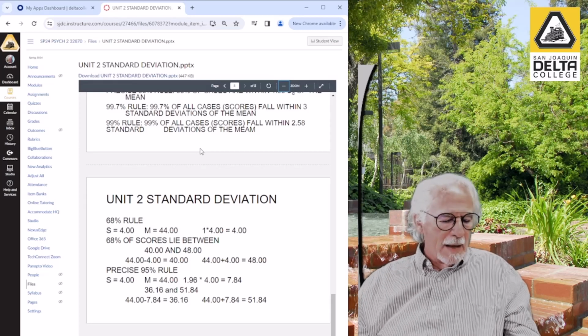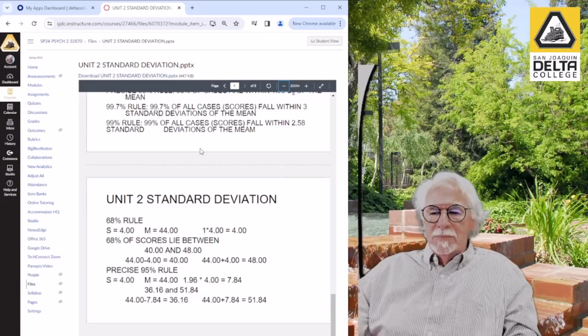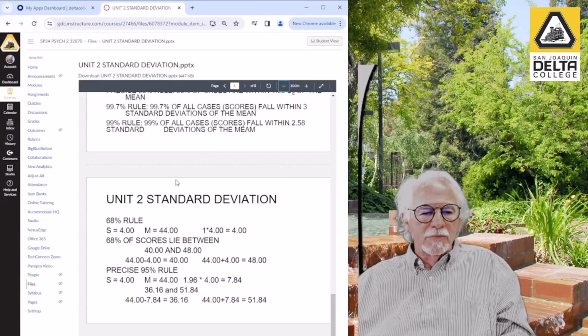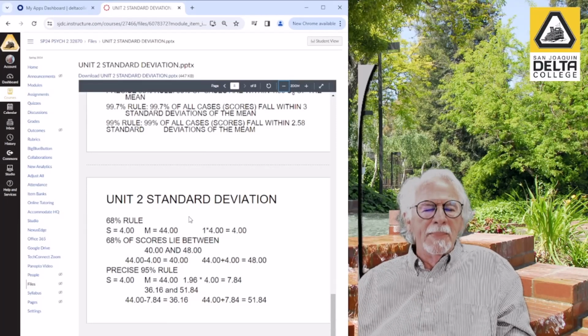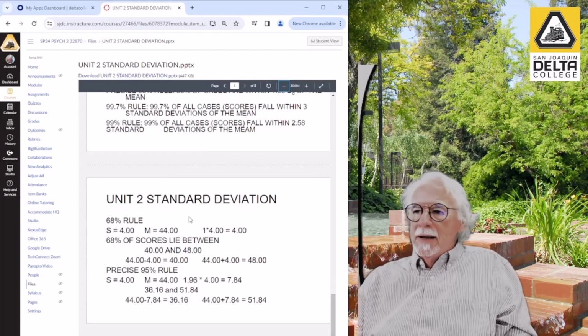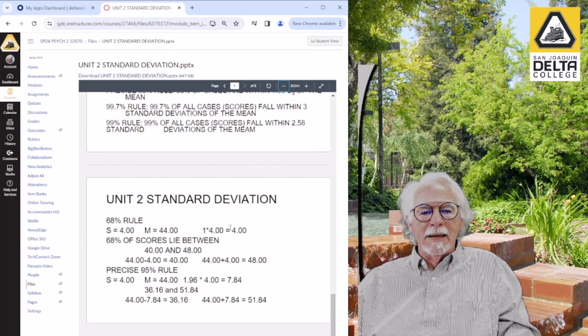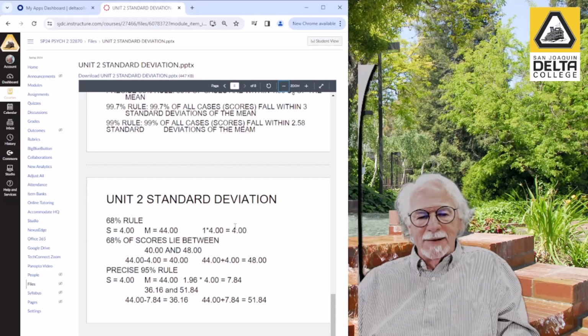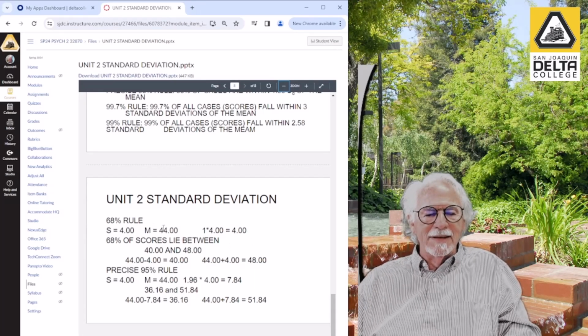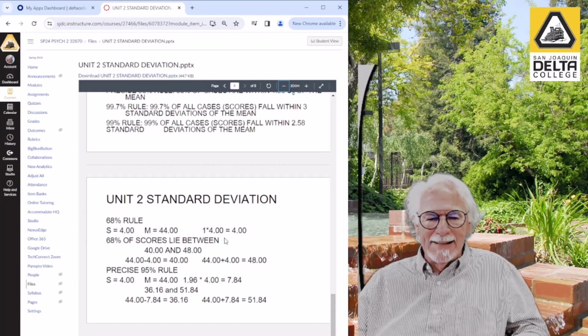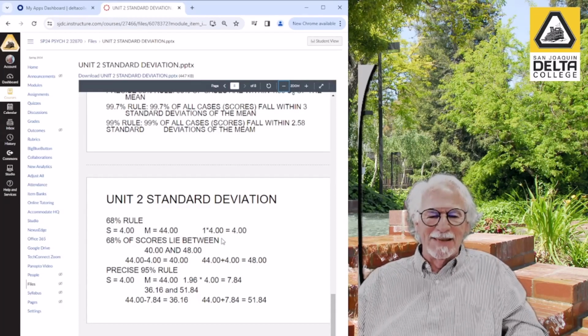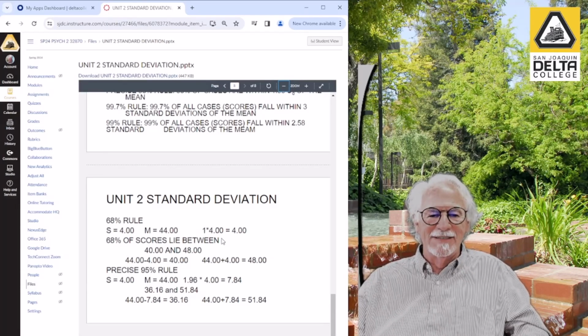Okay, so here's an example of what we're going to be doing with the rules. We're going to do the 68% rule. Now I want to know what 68% of the scores, what's that value? So I need to know the mean, and I need to know the standard deviation, basically 1 times the standard deviation. Because in this 68% rule, we're talking about 1 standard deviation. 68% of the scores lie within 1 standard deviation.